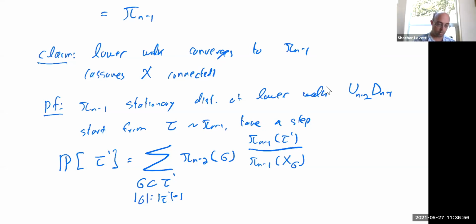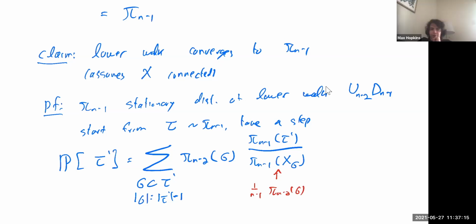this bottom part here, the denominator, this just equals 1 over n minus 1 times pi n minus 2 of sigma. So these two things cancel. Other way, it's equal to n minus 1. Oh, sorry. Yeah, I did it the other way around here. N minus 1, sorry. You're right. Because at the point we reach sigma, we have to sample from the link and then condition that we actually get to sigma.